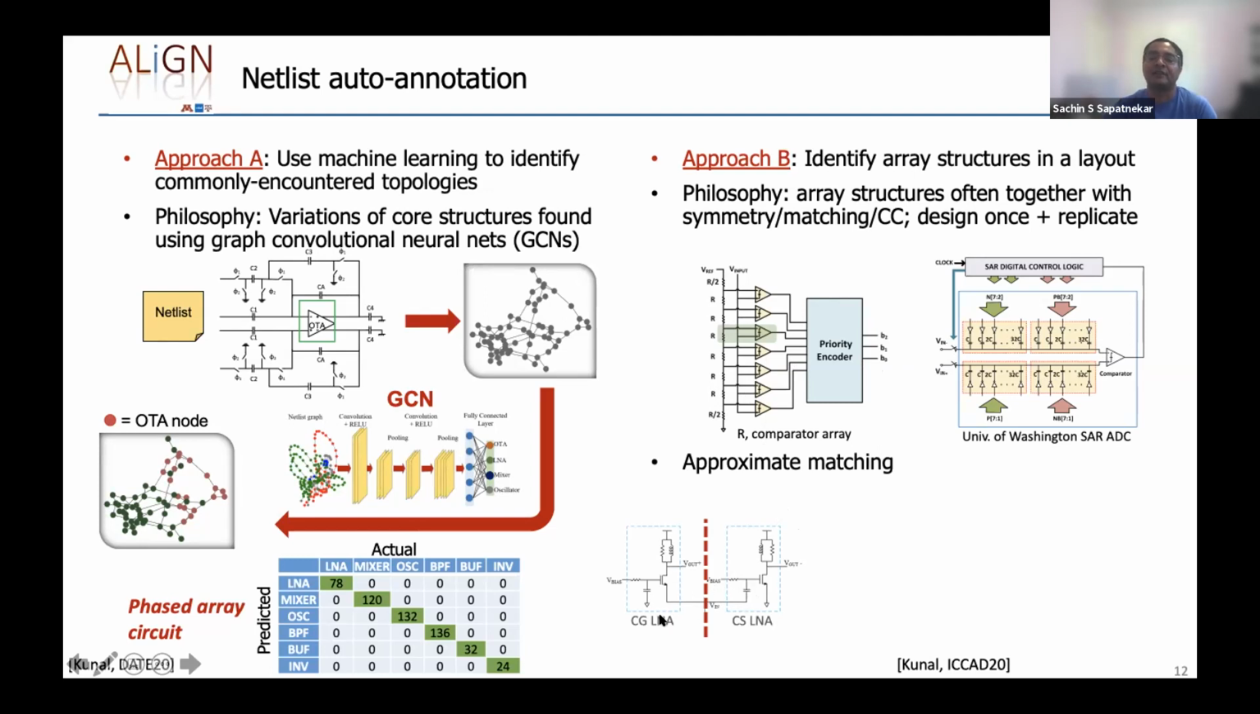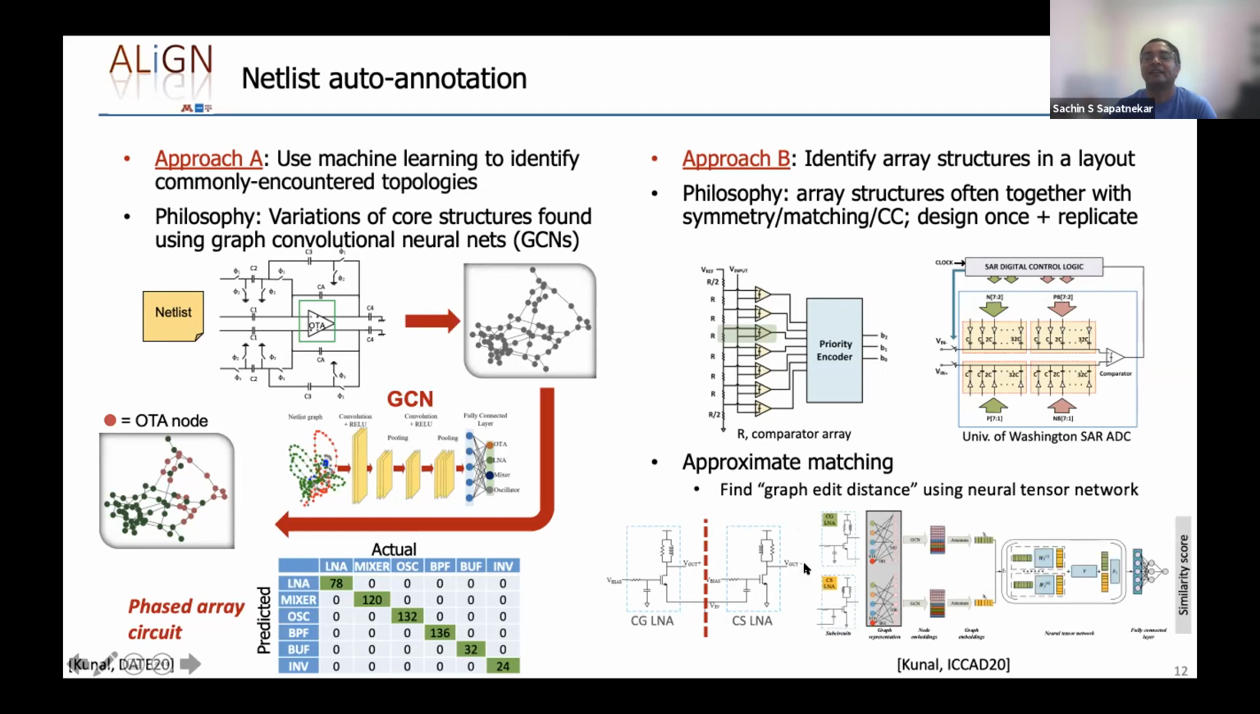So in this case, you have a common gate LNA and a common source LNA. If you actually compared them one-to-one, you'd find that they're different, but they're actually close enough that you want to lay them out identically. And so we use the notion of a graph edit distance, which basically says, how much do I need to edit the graph of this left structure to reach the right structure? And there are good neural network solutions that allow you to find the graph edit distance.